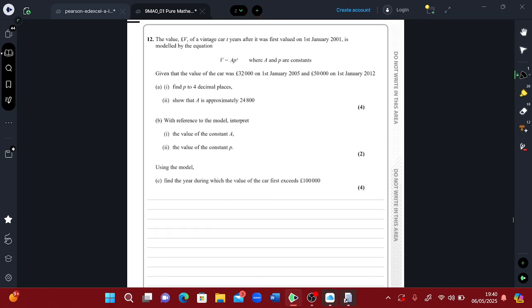Okay, we got some modeling. But again, very common. I've pretty much predicted with like 98% certainty you will get a modeling with exponentials question like this. So again, just practice it.